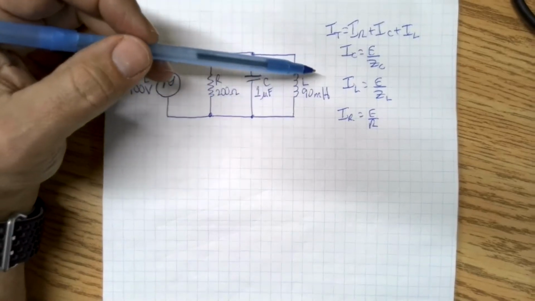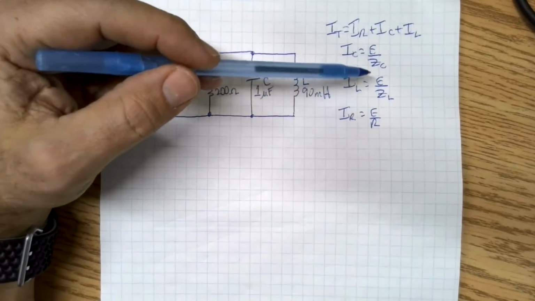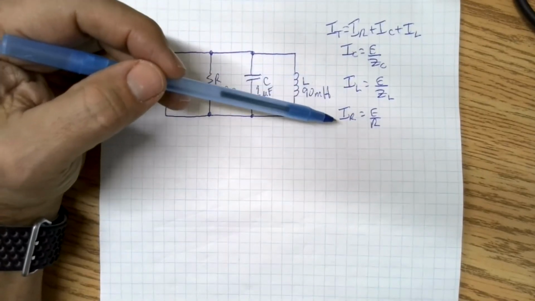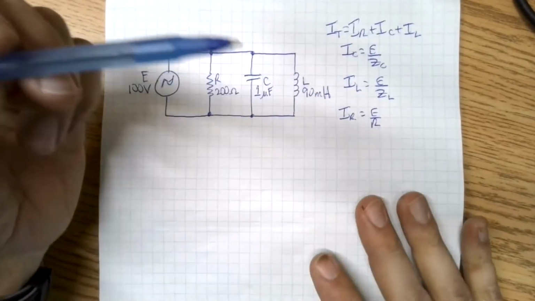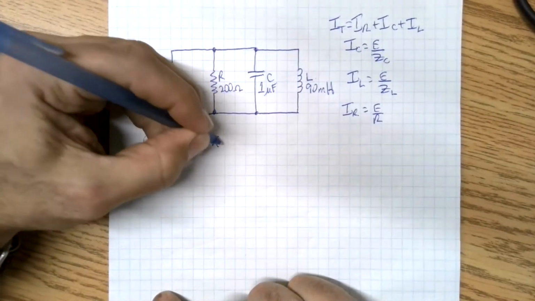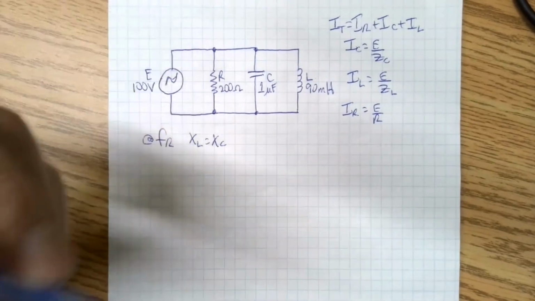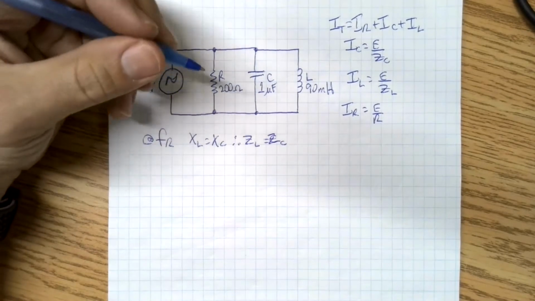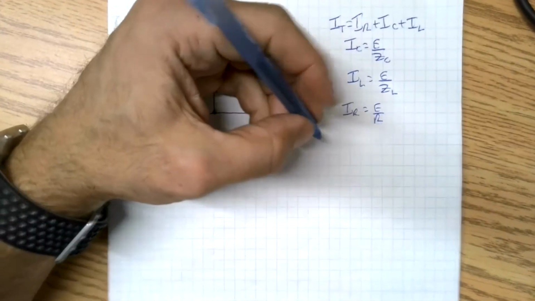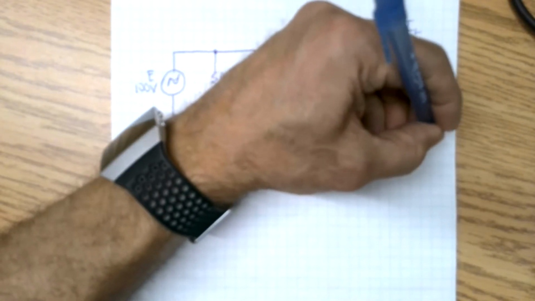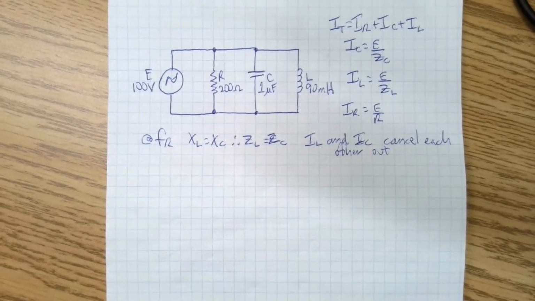As the frequency changes, XC and XL change, which means ZC and ZL will change, which means that IC and IL will change. But IR does not change because the resistor is not affected by frequency. So at resonance in a parallel circuit, at FR, we know that XL is equal to XC, right? So that also means that ZL is equal to ZC, which tells us now that IL and IC will cancel each other out because they're 180 degrees out of phase and the same magnitude.